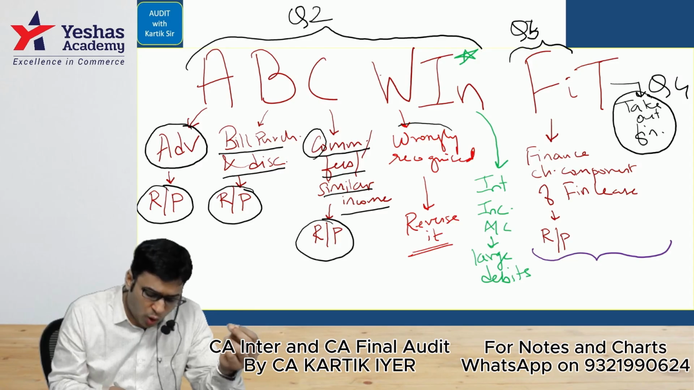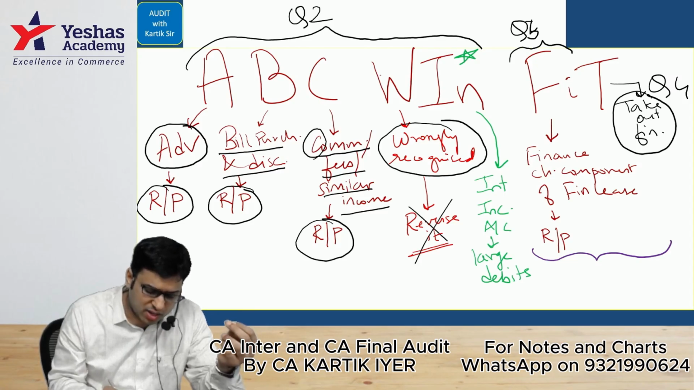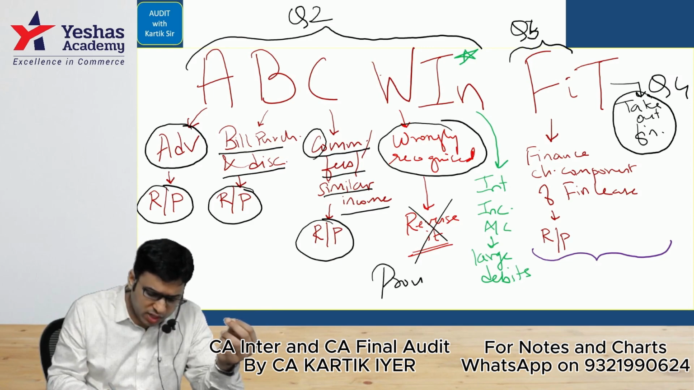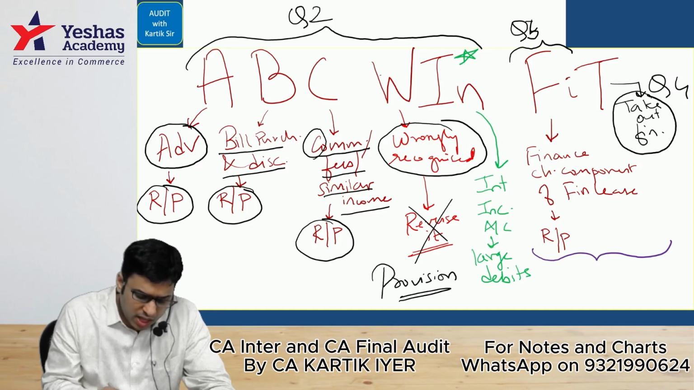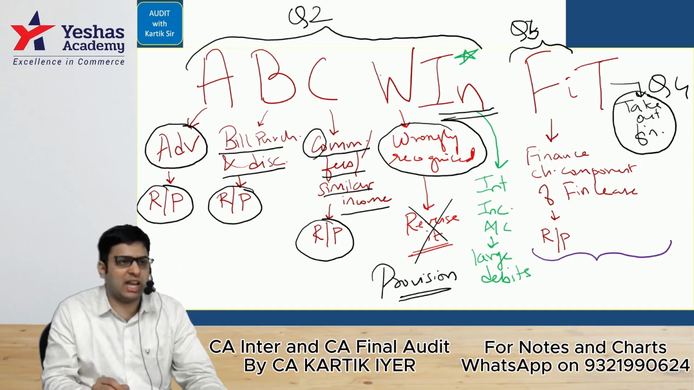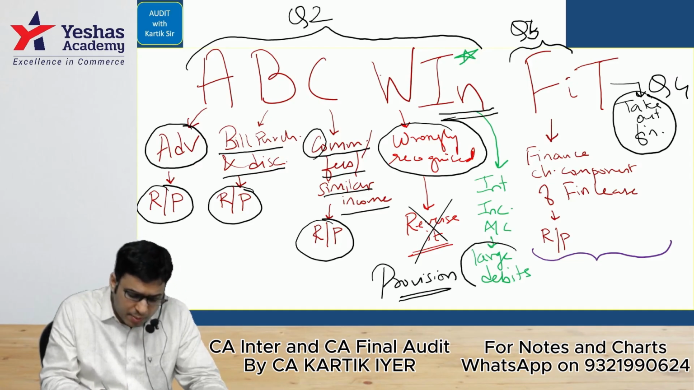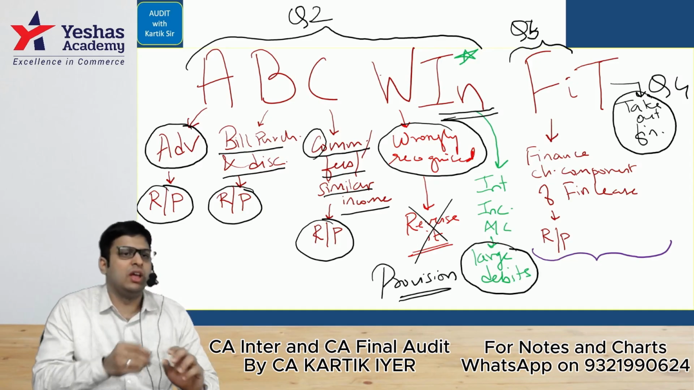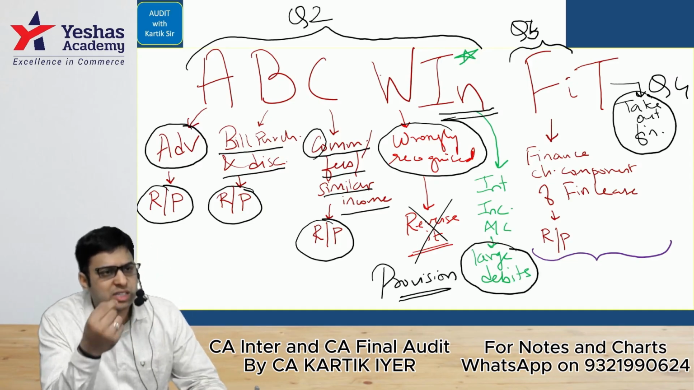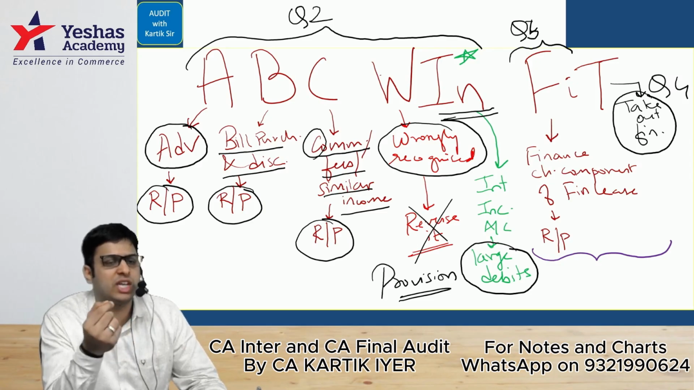If the income was wrongly recognized in the past, you understand here, reversing it doesn't make sense. What do we have to do? We have to create a provision. Make a provision. Next, come to this part here. If interest income is there and we see large debits in the interest income account, we should first of all ask the bank to provide proof, that is, communication with borrowers.